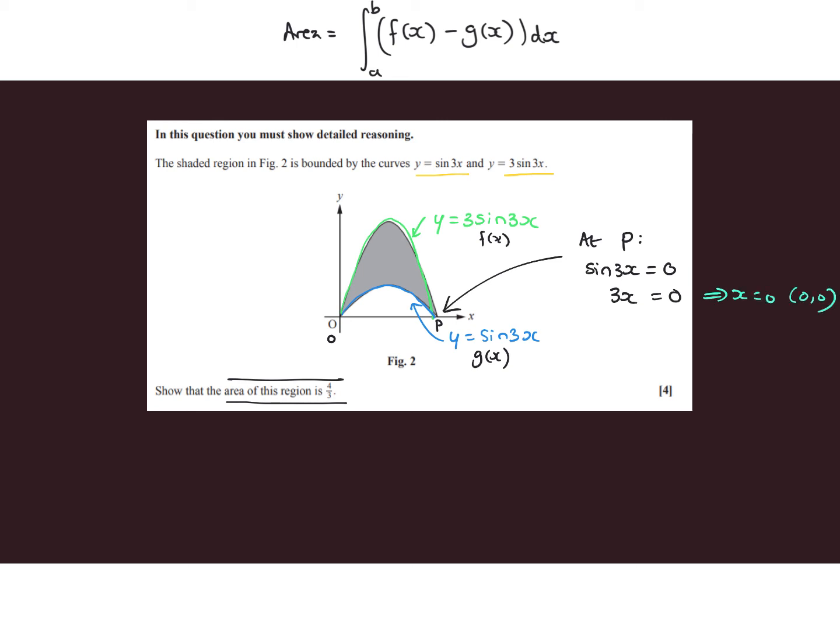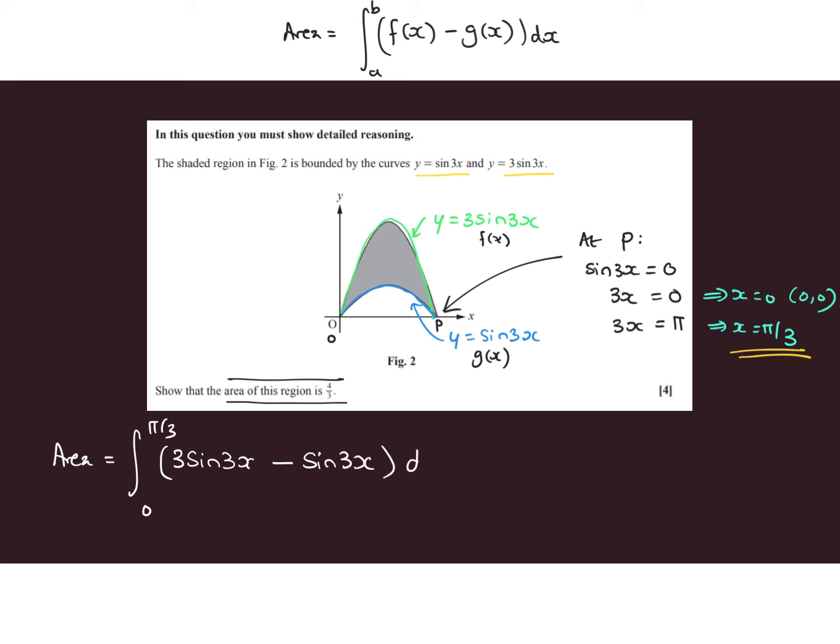So that's not the answer we're looking for. The next time that 3x will equal 0 is when sine of pi equals 0. So 3x must equal pi, which then gives us x equals pi by 3. So at point P, x is equal to pi by 3. So our integral is going to be the area, the integral between 0 and pi by 3 of 3 sine 3x subtract sine 3x. And these are really easy integrals to carry out because we know that sine integrates to negative cosine.